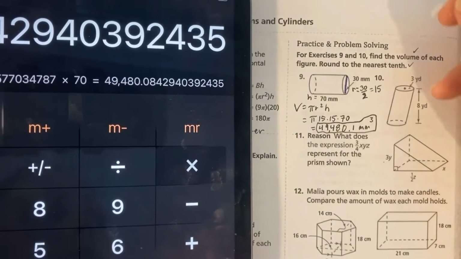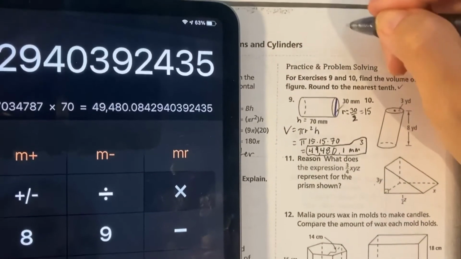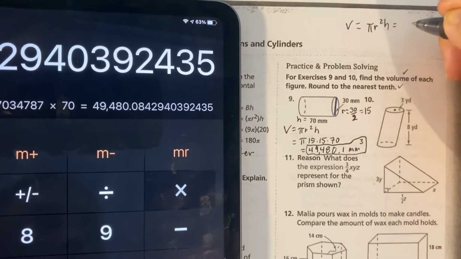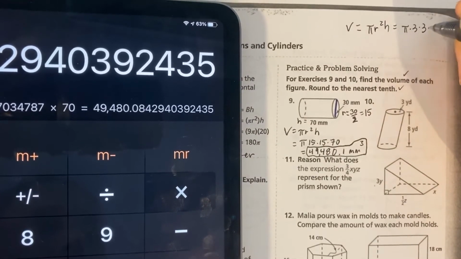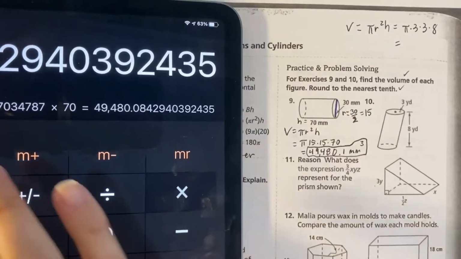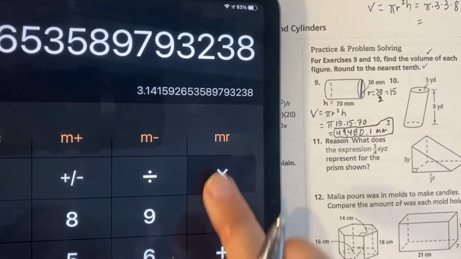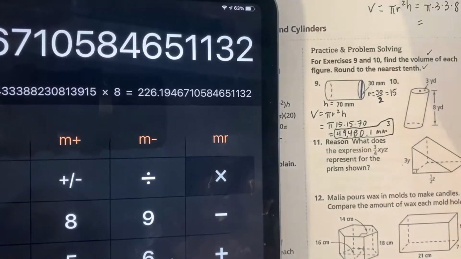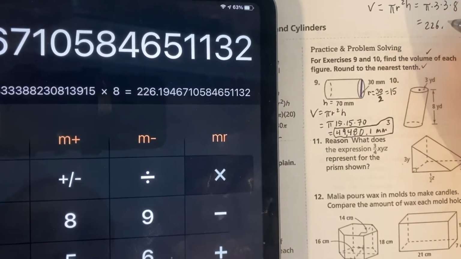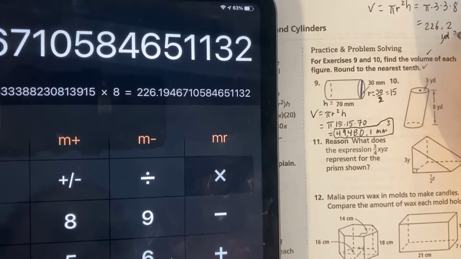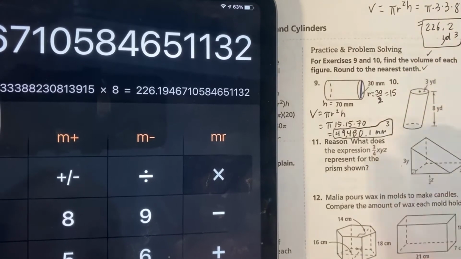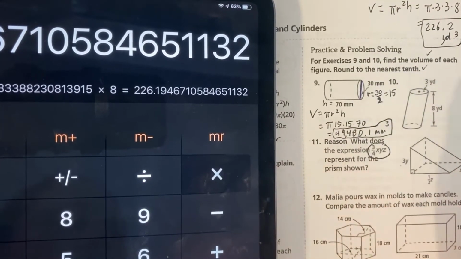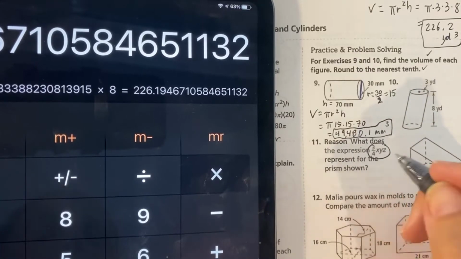Number 10, the volume here, so I'll use a little space up here. Volume is pi r squared h, so that'd be pi times 3 times 3 times 8. 6.2 yards cubed.